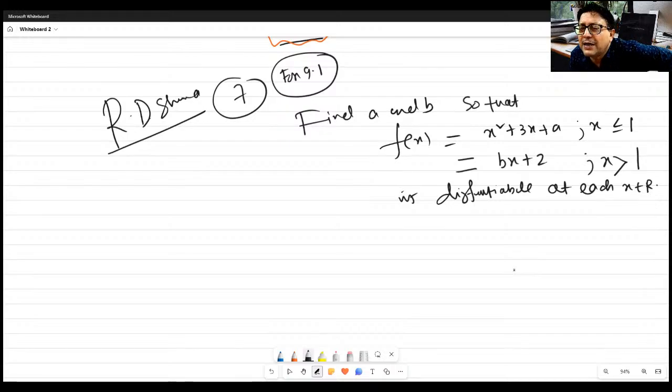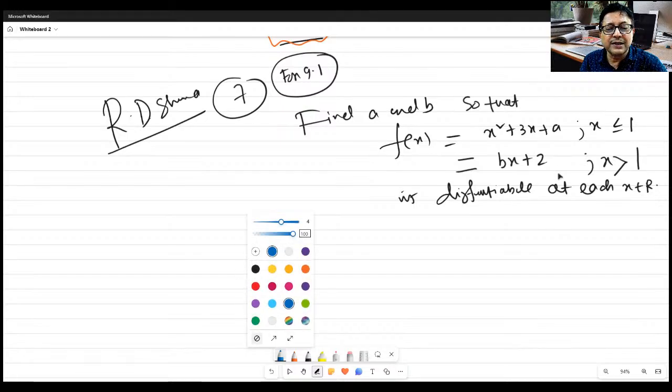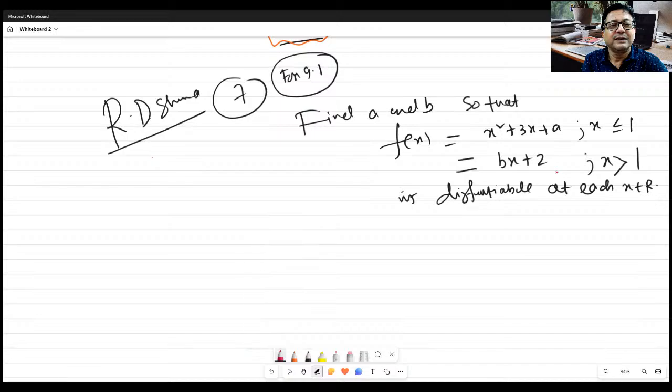This function is differentiable at each x belongs to R. It will not provide any extra information if you consider anything besides differentiability at 1. At 1 is enough. We just consider differentiability at x equal to 1. Then everything is done. Okay? So you can put a statement over there.